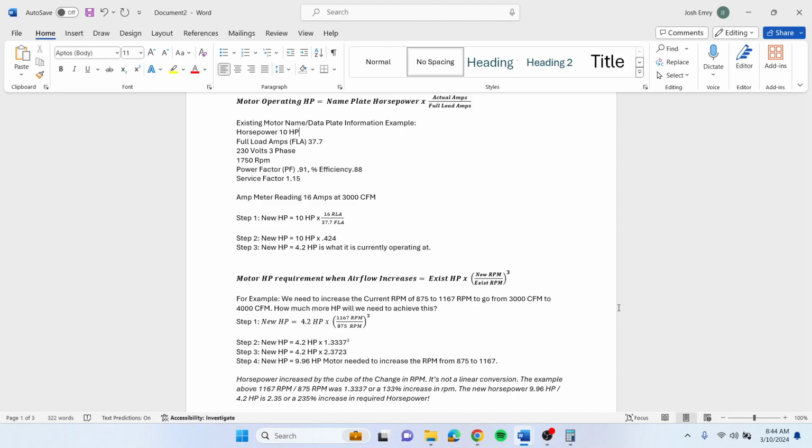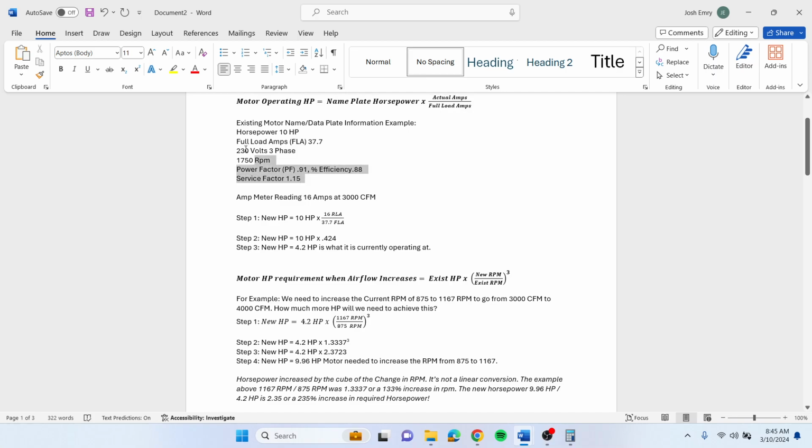If you're going to increase airflow on a blower, you need to figure out what the motor is currently operating at for horsepower, figure out what your RPM change is going to be, and see if your motor will actually handle that. In order to do this, you'd use this formula up here to figure out what your motor is operating at currently. So that is nameplate horsepower times actual amps read with an amp meter divided by full load amps.